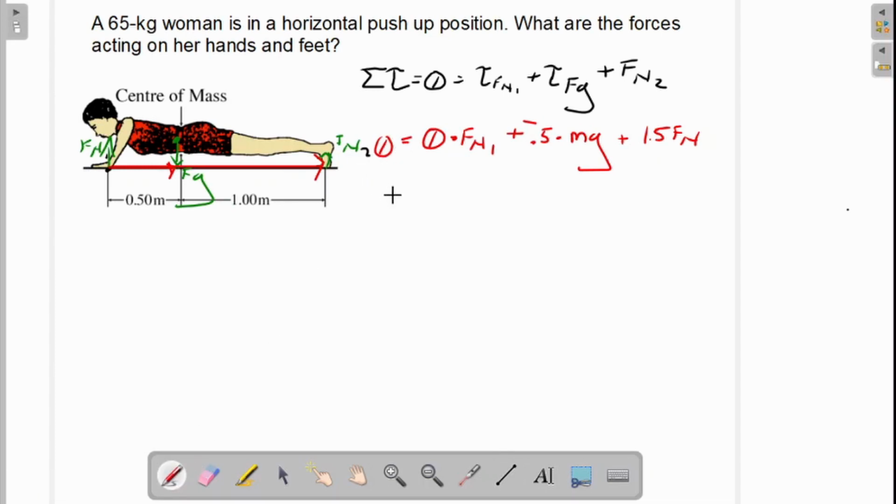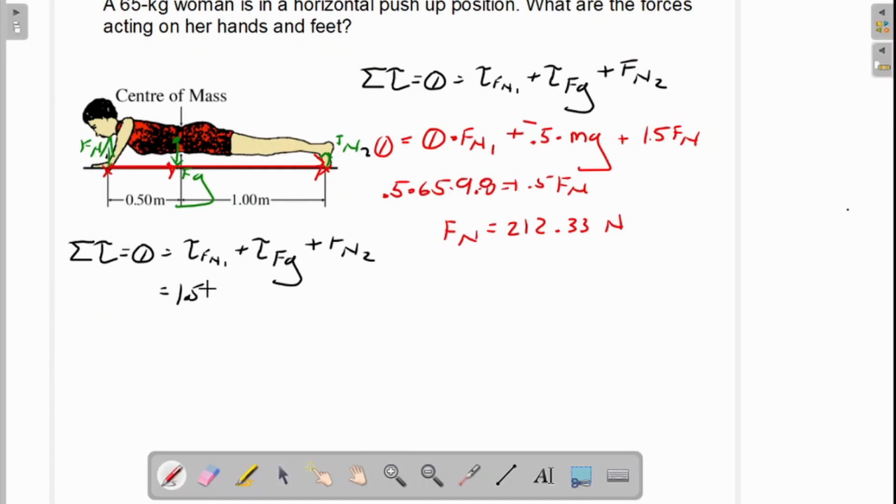I can then go through and solve 0.5 times 65 times 9.8 equals 1.5 Fn. Simplify, solve. I get Fn equals 212.33 repeating newtons. Now, once I'm here, I can do the same trick. I can flip it around, and instead of going from this point, go from this point, and I can do the same trick. The only difference being in this case that my force gravity would be a positive torque and my normal force one would be a negative torque.